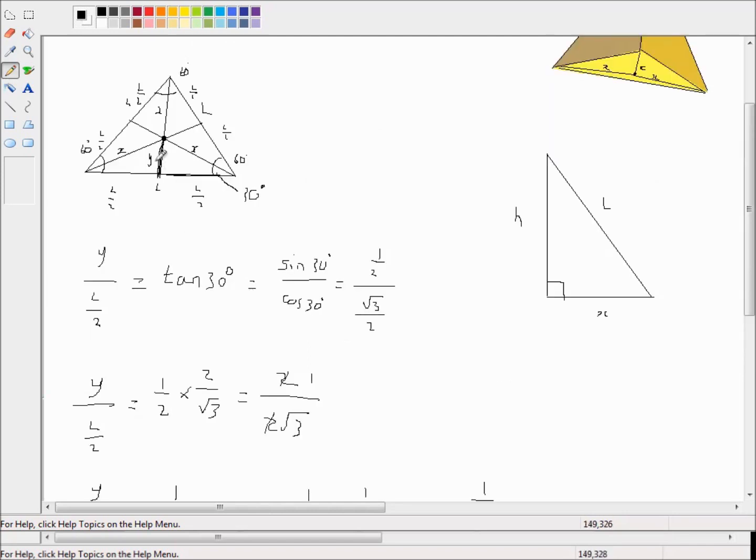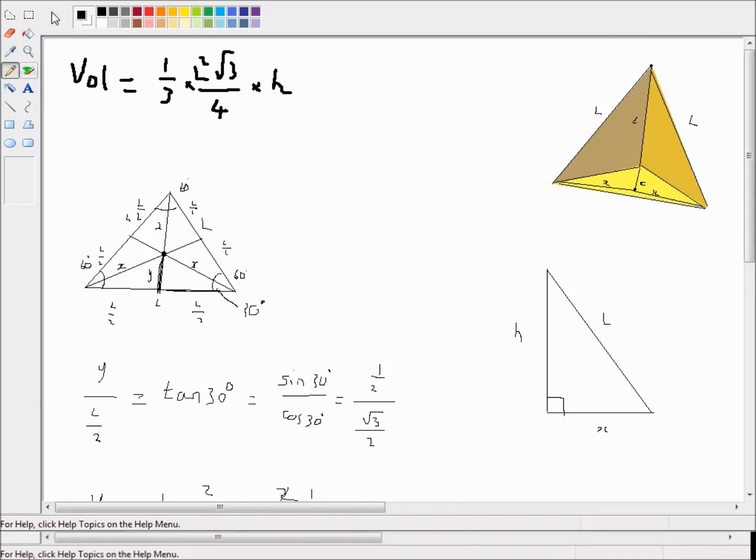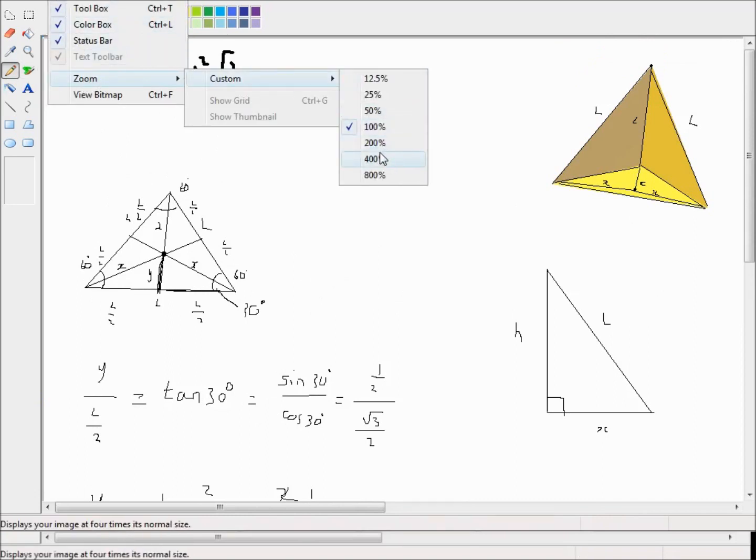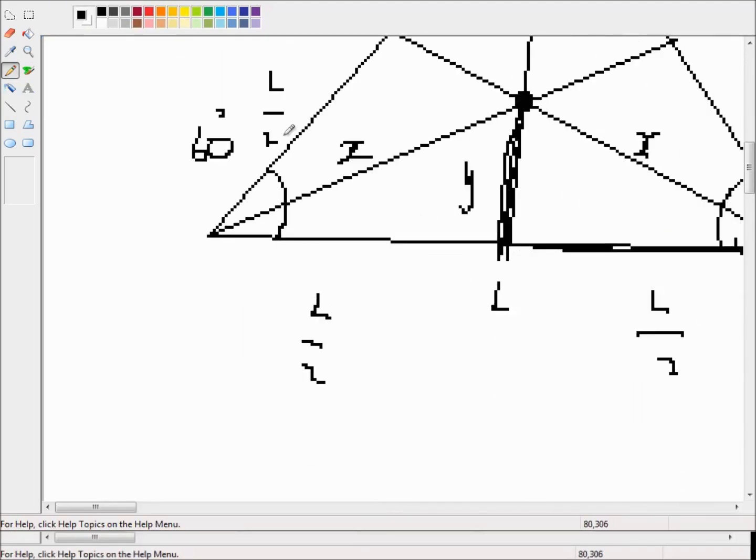Okay, we can now put that information here in our y. So if I zoom in, and I can write really small and try and write a bit neater than I normally do. So this is L over 2 root 3. Okay, we're making progress.